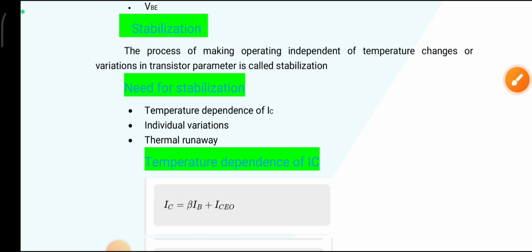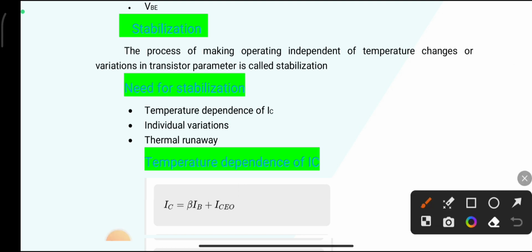Next, individual parameters like IB and beta. These IB and beta depend on the transistor. For different transistors from different companies, beta and IB are different. So in the case of replacement of a transistor in the circuit, the Q point would change when replaced.